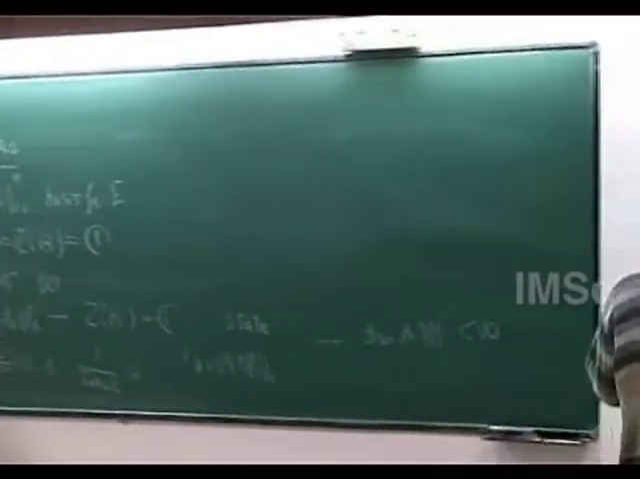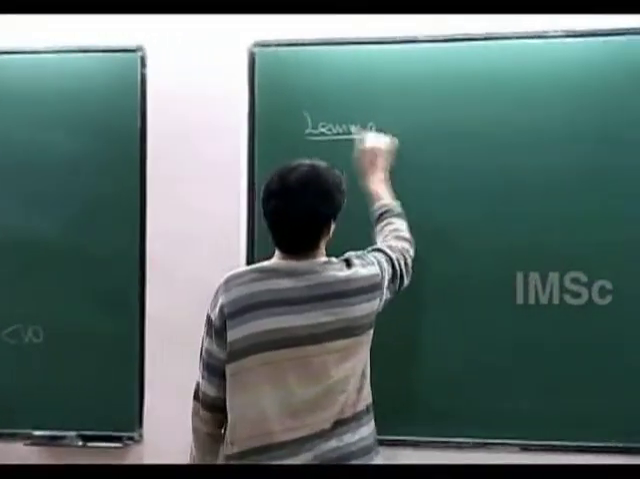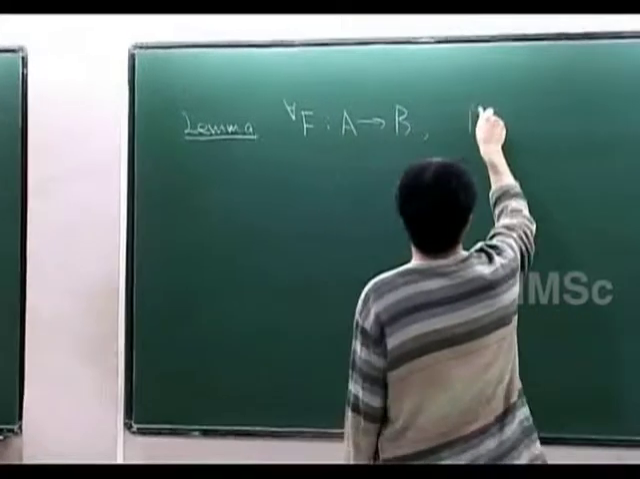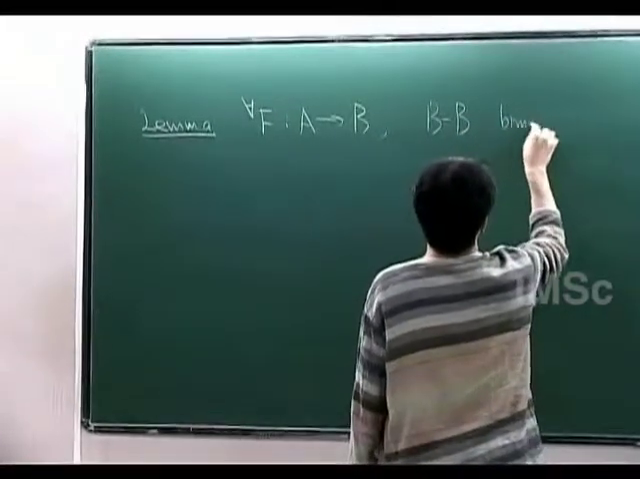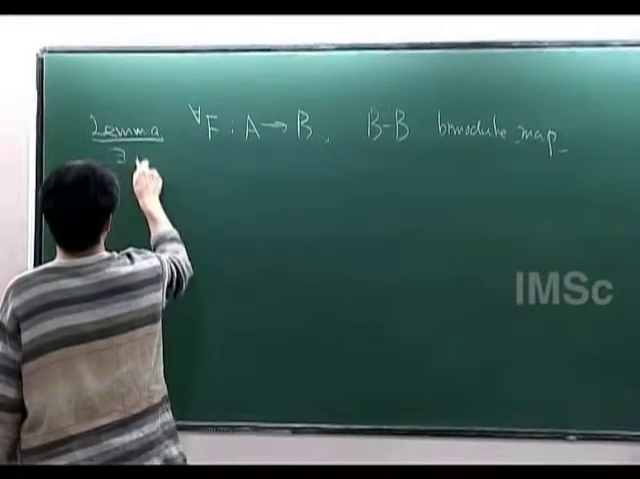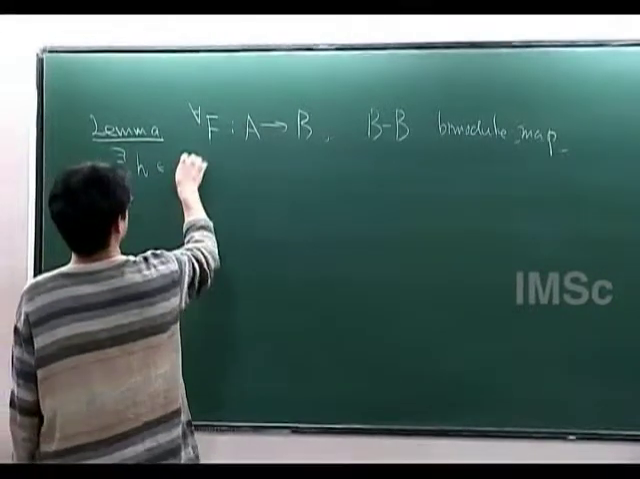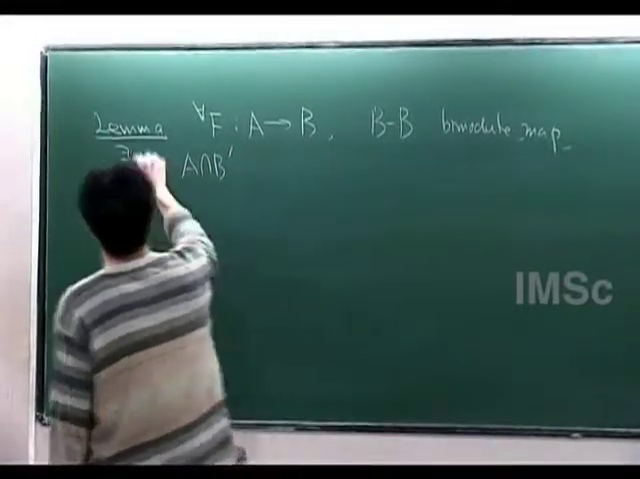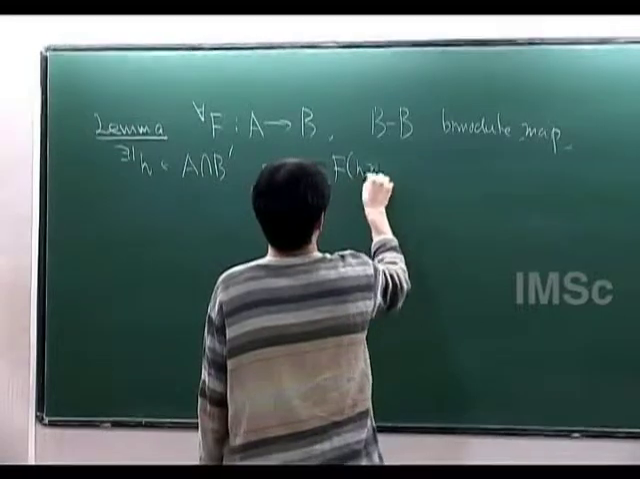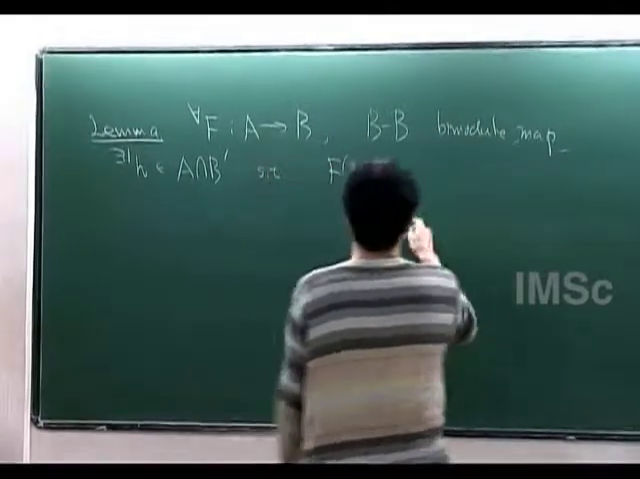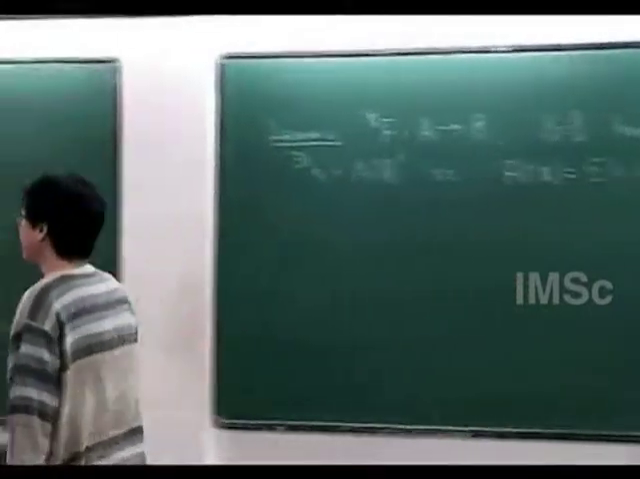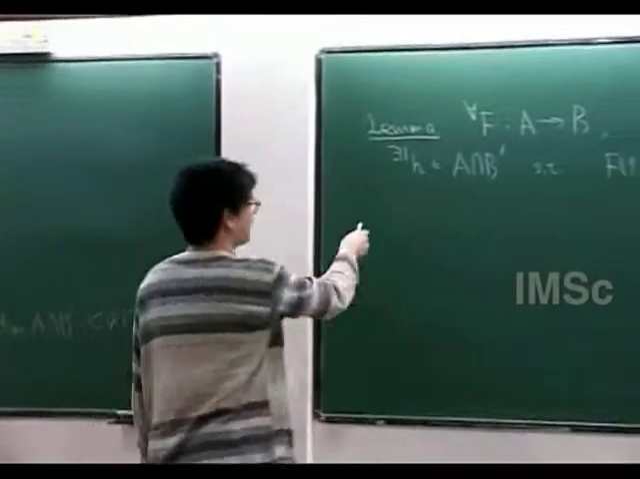The key lemma is a kind of Radon-Nikodym theorem. For any map F from A to B which is a B-B bimodule map, there exists a unique element H in the relative commutant, a kind of Radon-Nikodym derivative, satisfying this condition: F(a) is given by E(Ha). It's an easy consequence of the existence of the basis here. So let me give you the proof.